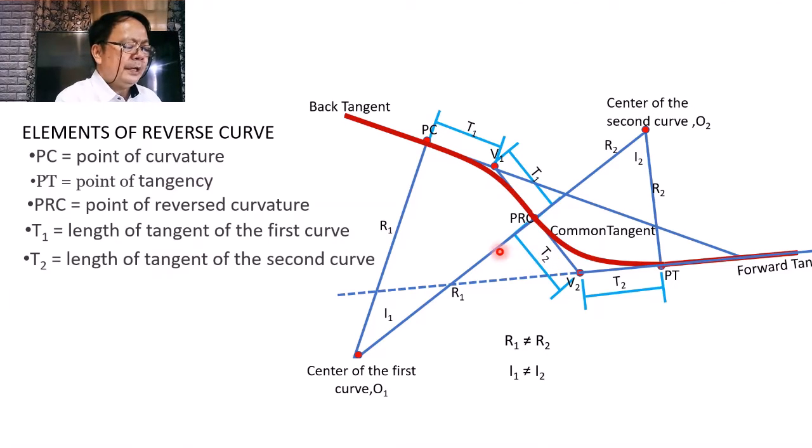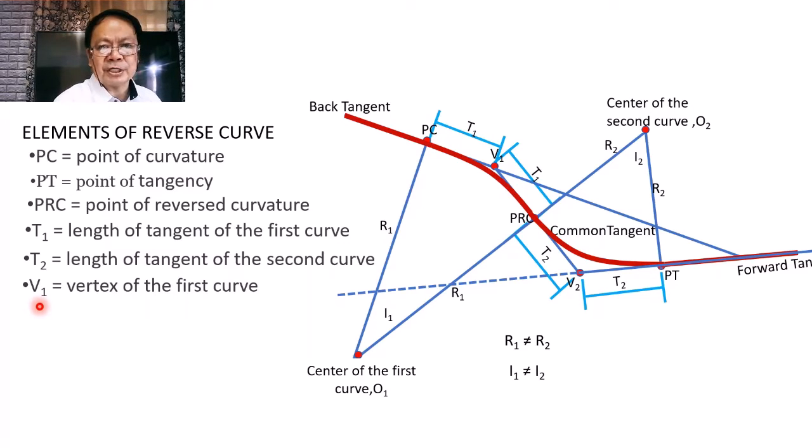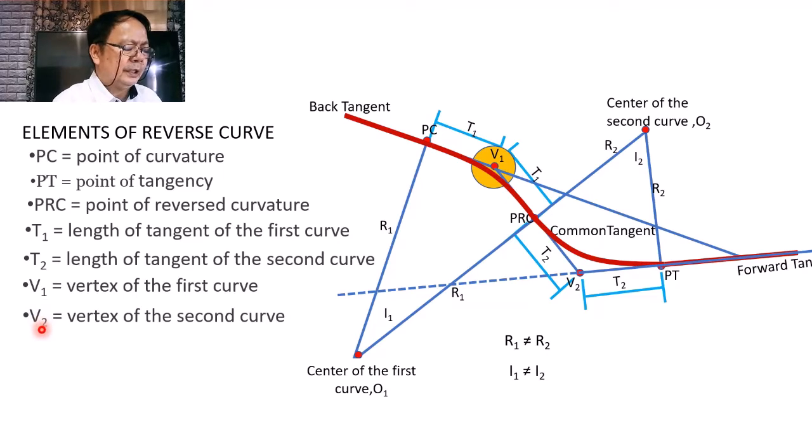Okay. Next element is the vertex of the first curve. The vertex of the first curve is also known as the point of intersection of the back tangent and the common tangent. And this is normally called V sub 1. In our case, it is our vertex of the first curve. The next element is called the vertex of the second curve. It is actually defined as the point of intersection of the common tangent and that of the forward tangent. And here is our V sub 2.